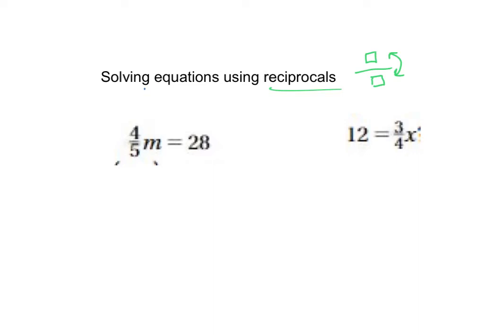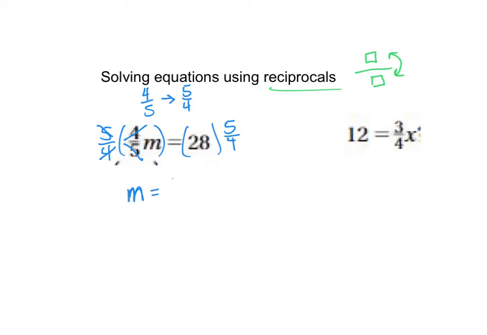So the reciprocal of 4 over 5 will turn into 5 over 4, okay? So what we're gonna do is we're gonna multiply by 5 over 4, and I'll show you guys why we're doing that. So we multiply by 5 over 4 because the 5 will cancel with this 5 and the 4 will cancel with this 4. From here, all we're left with on this left side of the equation is m.